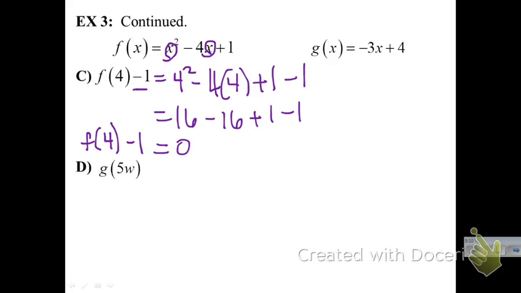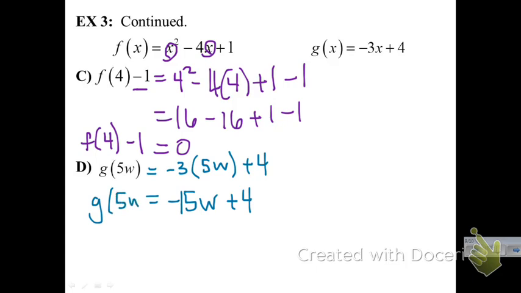D is a little different. It asks you to replace a variable with another variable. So we're going to replace this x with a 5w. So I will write negative 3, and the x we're replacing with 5w, and you'll add 4. So negative 3 times 5w is negative 15w plus 4. And that does not simplify because these two are not like terms. So that would be your expression g of 5w is equal to negative 15w plus 4.